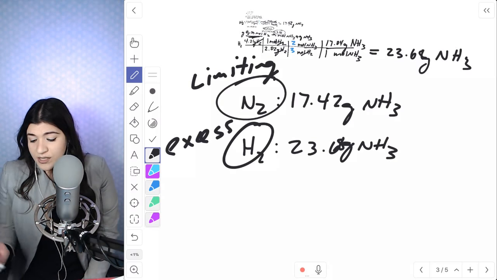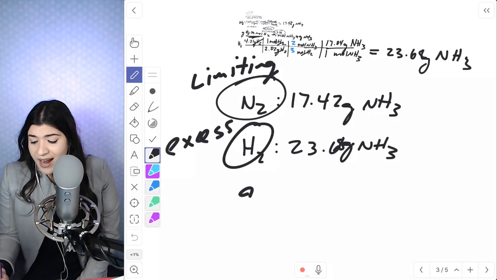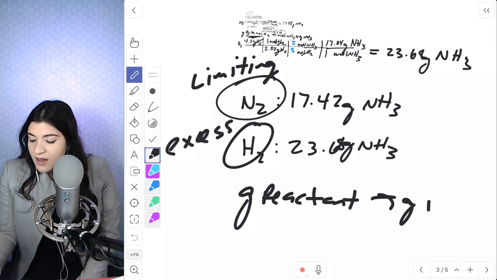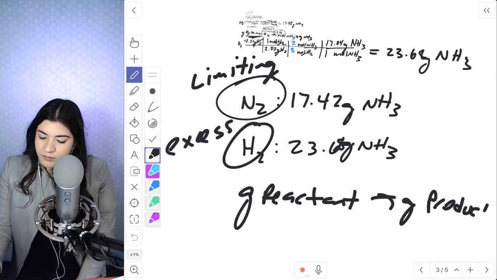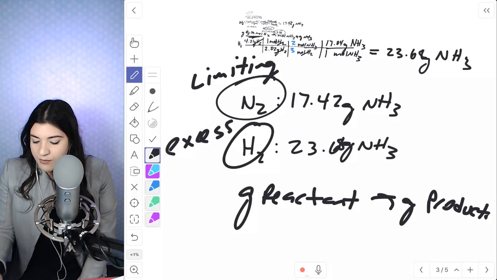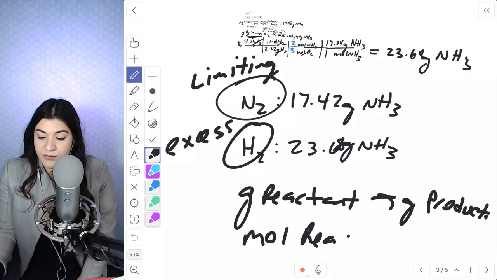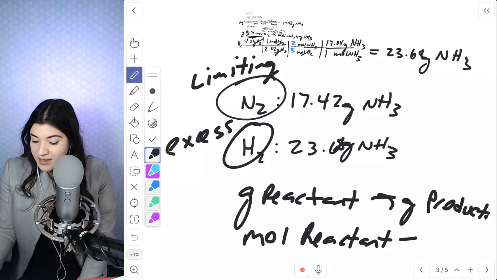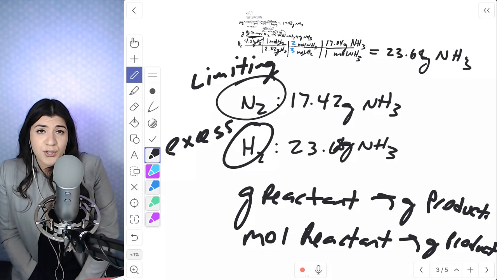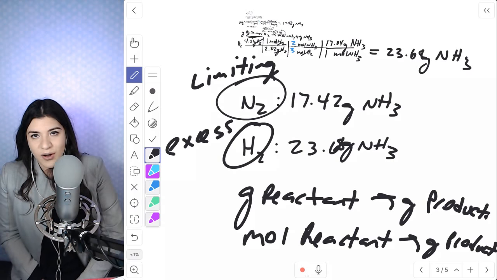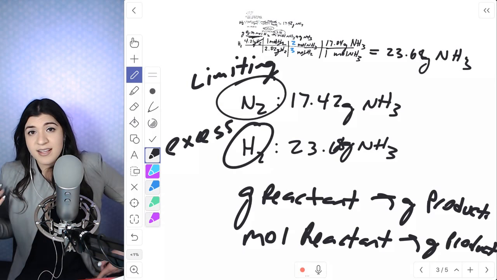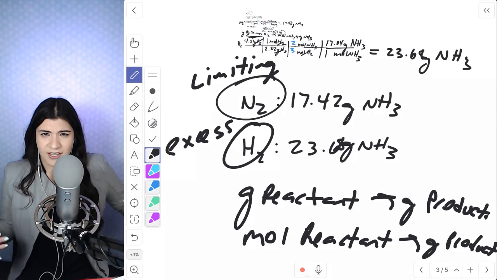You're always going to go from grams of reactant to grams of your product, unless they start off with moles of reactant. Then you would just go from moles of reactant to grams of your product. And then you figure out which reactant produces the least amount of product, and that is your limiting reactant. And the one that's left over is then your excess. All right, so that's what I want you to focus on.